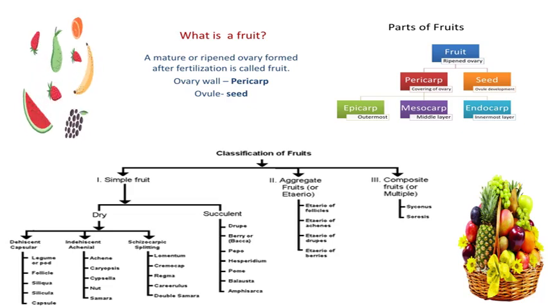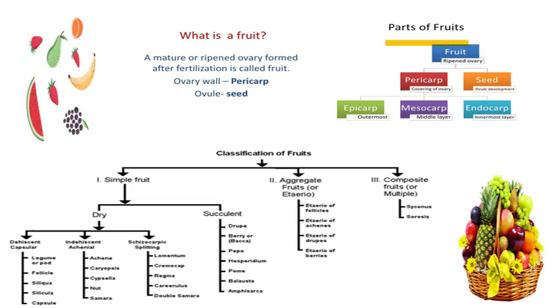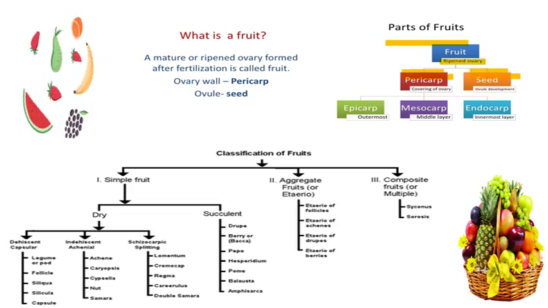So the fruit consists of the following parts. Number one is fruit. So fruit is a ripened ovary. In fruit, the outermost part or the outer covering of the ripened ovary, we call it pericarp, and in the ovary, the ovule is present, and after the maturation of that ovule, it is converted into a seed. So fruit also possesses a seed.